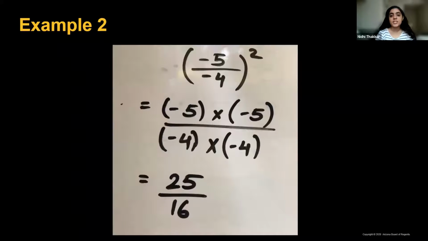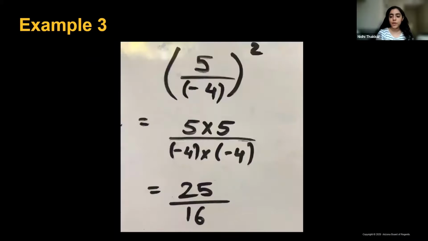The next question is (-5 over -4) to the power of 2. Here we'll do -5 into -5 in the numerator, and in the denominator it would be -4 into -4. So the numerator would give us a positive number and the denominator would also give us a positive number. So the numbers would be the same, 25/16. The answer would be 25/16.